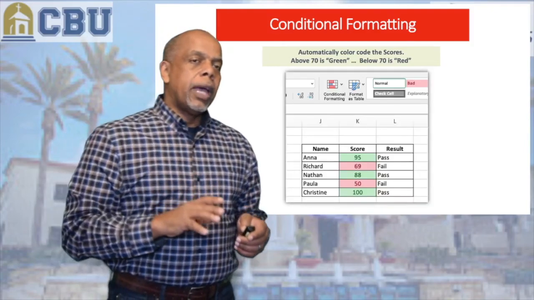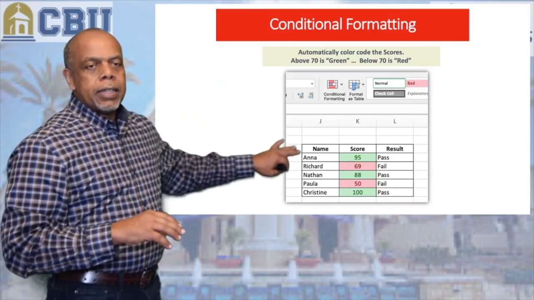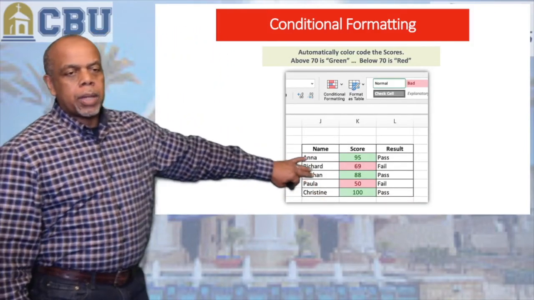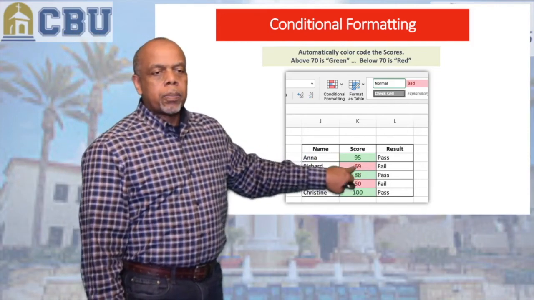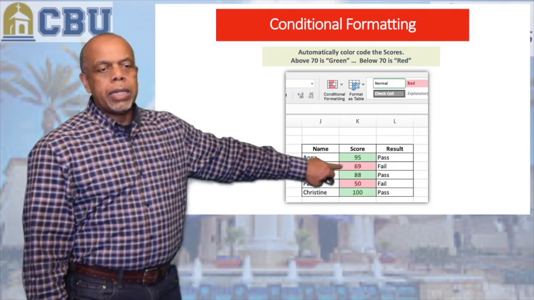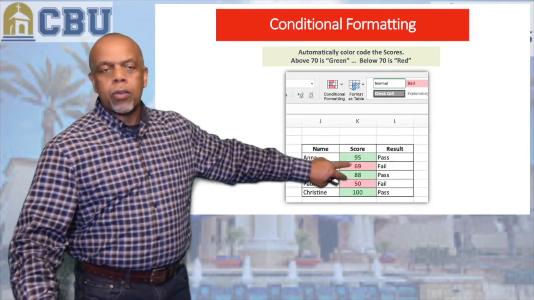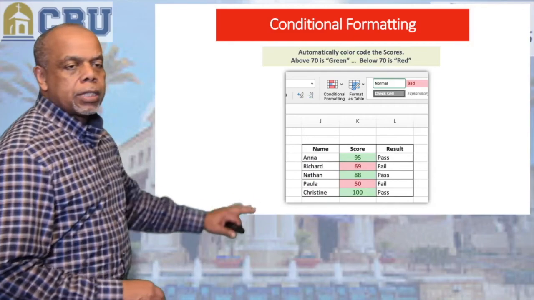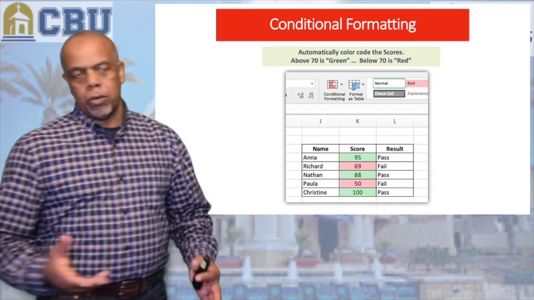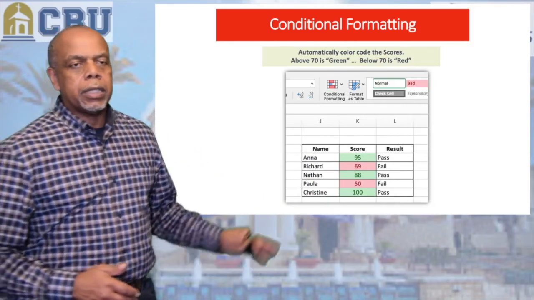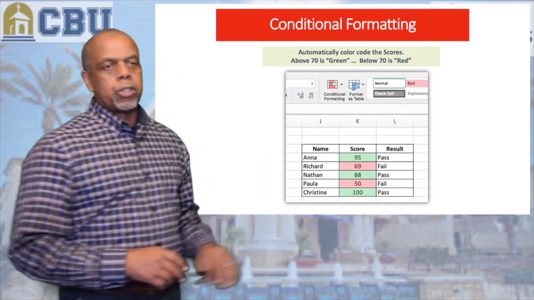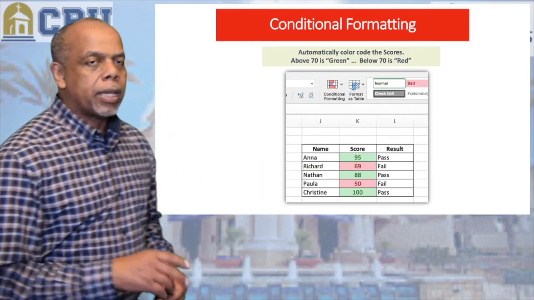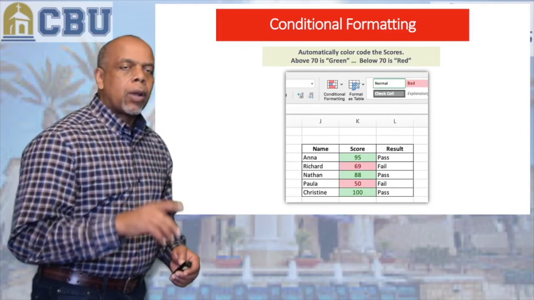Okay, so how do we do that? We use conditional formatting. Now this is what it would look like. It would automatically format green anybody who made over 70. So we see Anna and Nathan and Christine, they all passed over 70, and theirs turned green. Now we got an alert with Richard and Paula, theirs turned red. So how did we do that? I'm going to walk you through this.